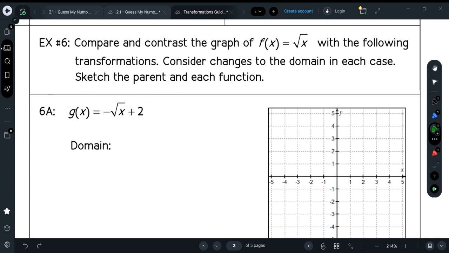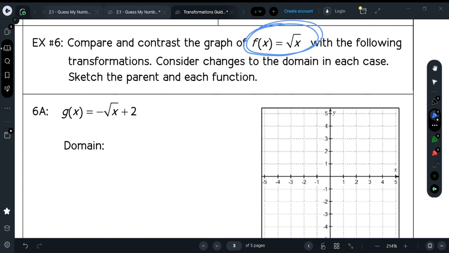Let's also write down our parent function. I guess maybe we don't have to write it. It's already written here. This is our parent function. It does want us to sketch the graph. So let's start by doing that. The parent function is always like the most basic. It's the starting version of the graph. And there it is. Okay, now g of x, what does it have here? It's got a negative on the outside.